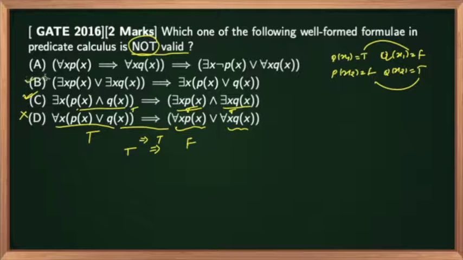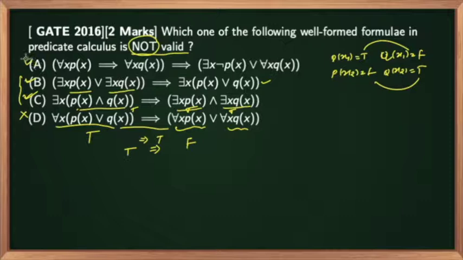Similarly, if you see the choice B, it says there exists an x P of x or there exists an x Q of x. That implies there exists an x such that P of x or Q of x should be true, right? So this is also true. Now let's see A. I'm not spending much time here because I think it's very easy to solve.